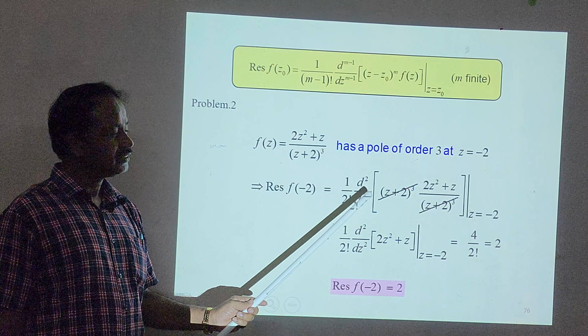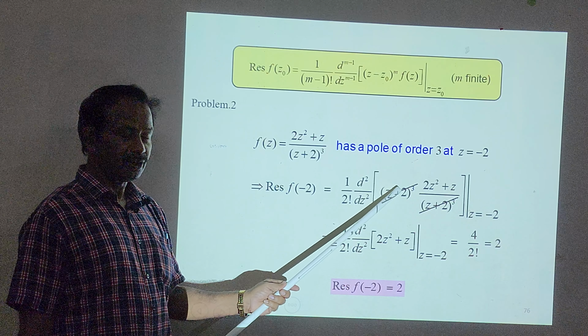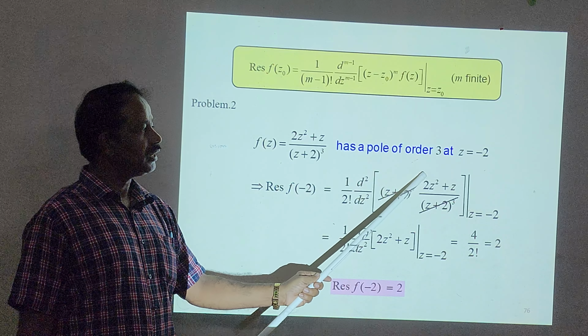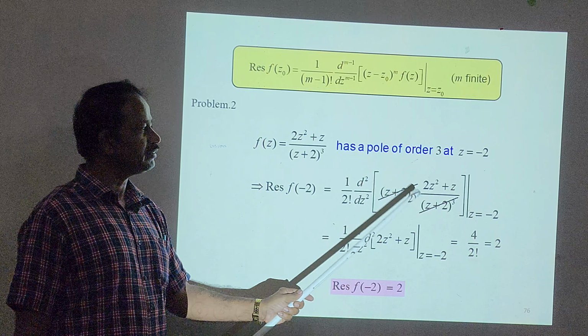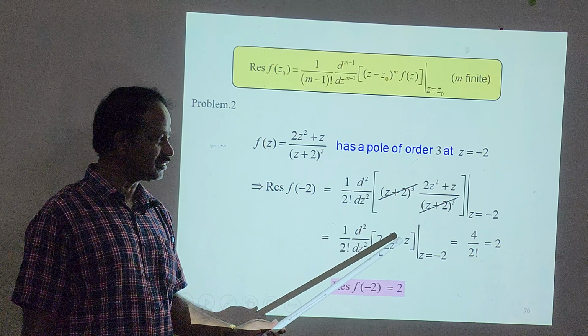Don't forget, now your z minus a to the power m, or z minus z naught term to the power m, and this will be f of z. f of z is given as this. So similar terms can be cancelled. So you have now 2z squared plus z.